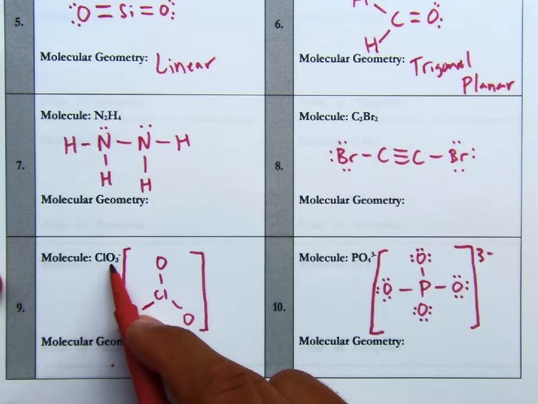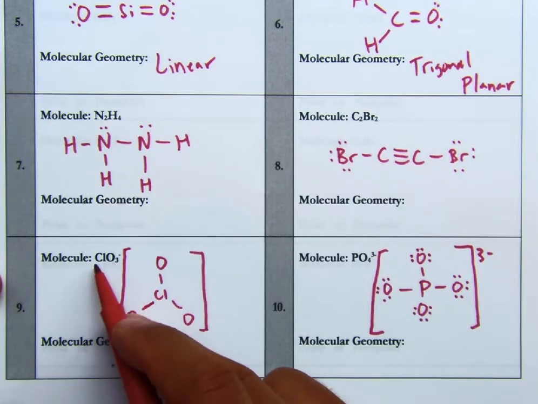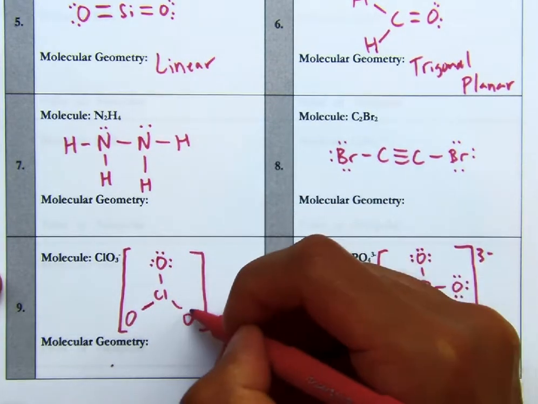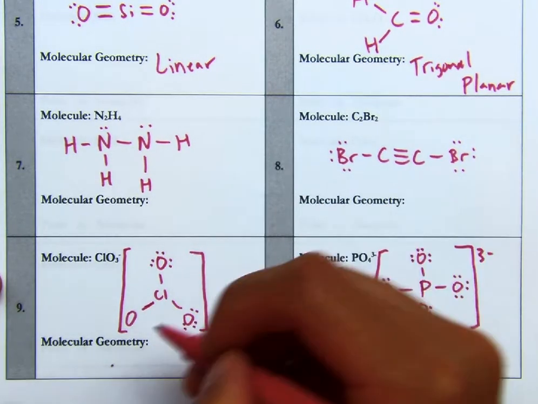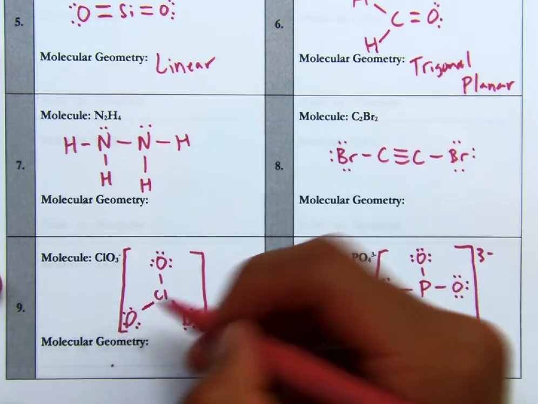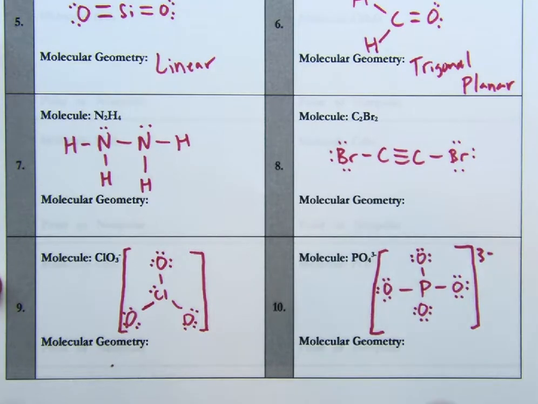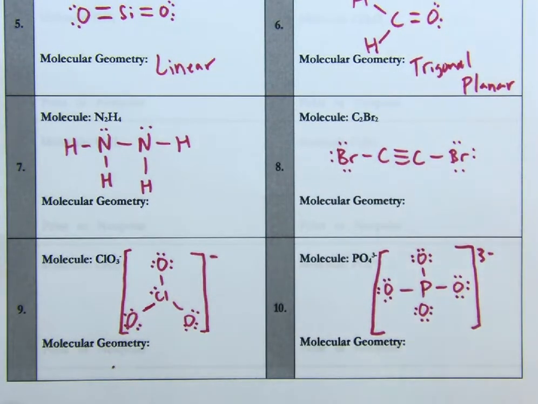This one was 18 plus 7 is 25 is 26. 2, 4, 6, 2, 4, 6, 18, 20, 22, 24, 26. Okay, so those are your Lewis structures.